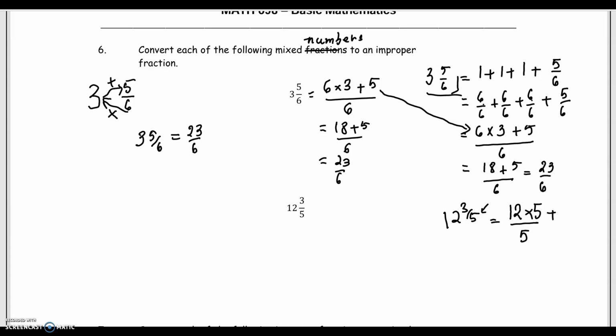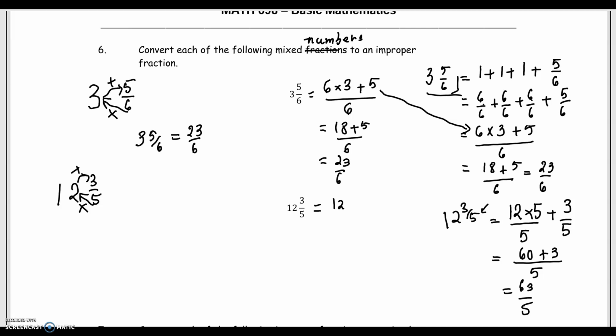And then, of course, we have 3 more fifths because of the fraction 3/5. So it's a total of how many fifths? 12 times 5, 60, plus 3, which is 63 fifths. Now let's apply the technique that we've learned before. That would be 12 times 5 plus 3, all divided by 5.